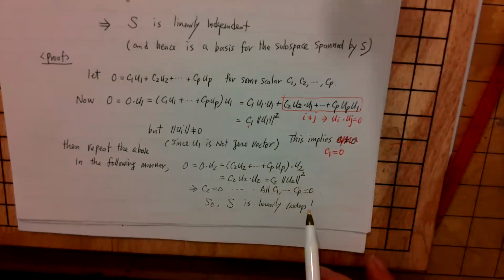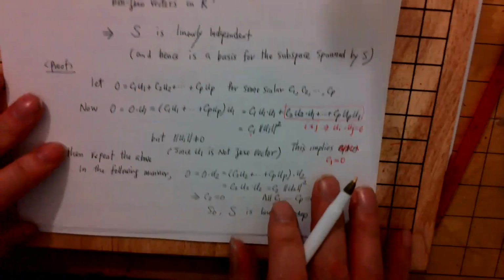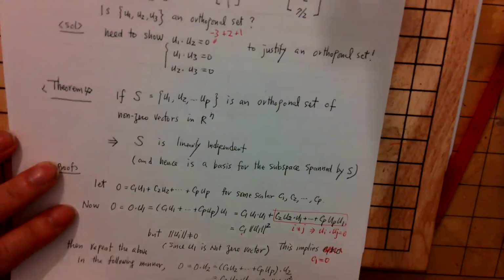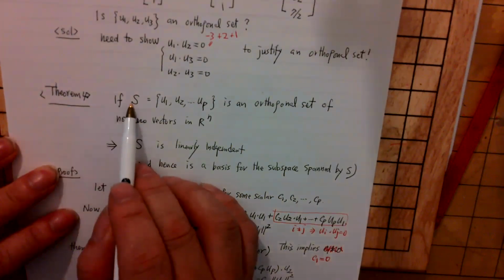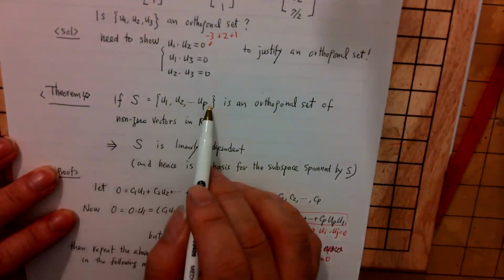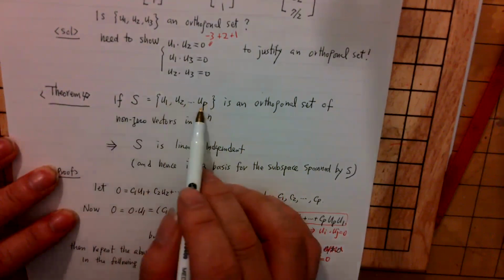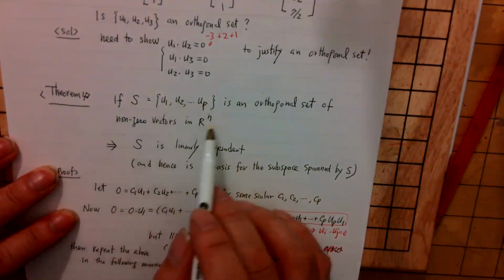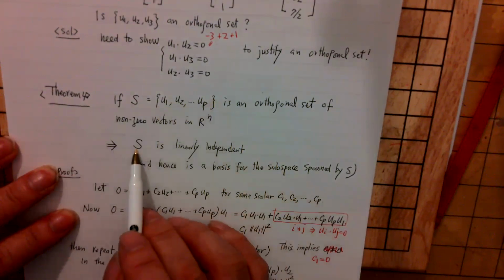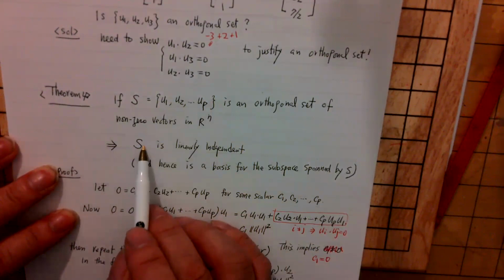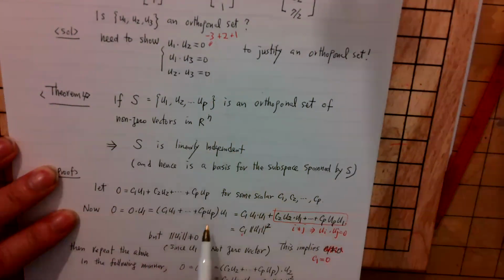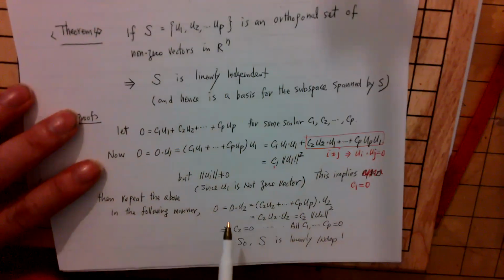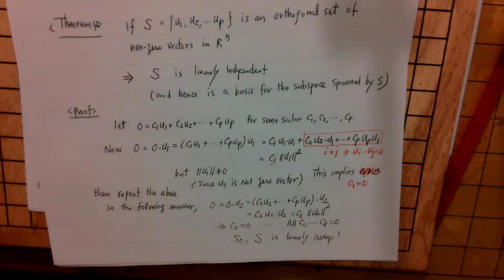So we can claim S must be what? Linearly independent. So look at what we learned from theorem 4. If S is an orthogonal set of all non-zero vectors in Rn, then S must be linearly independent, which is what we just proved. This is a very beautiful proof.